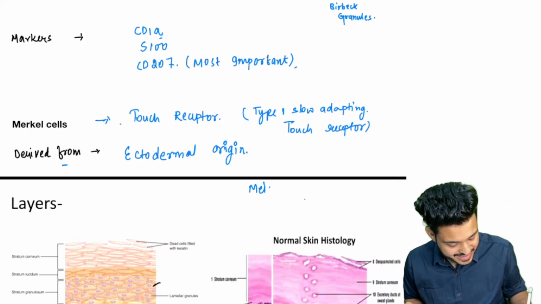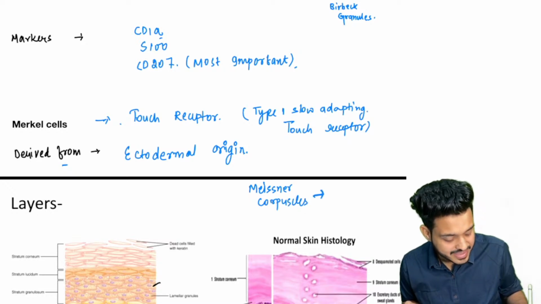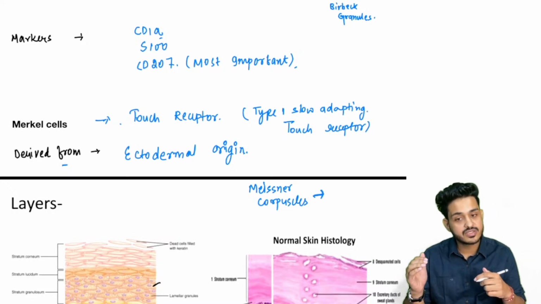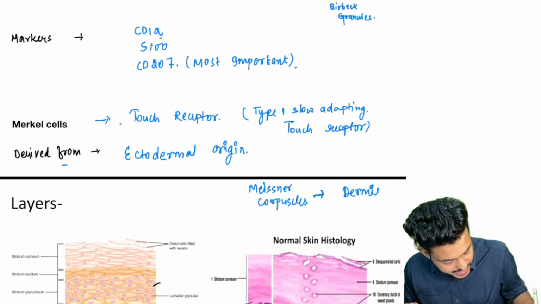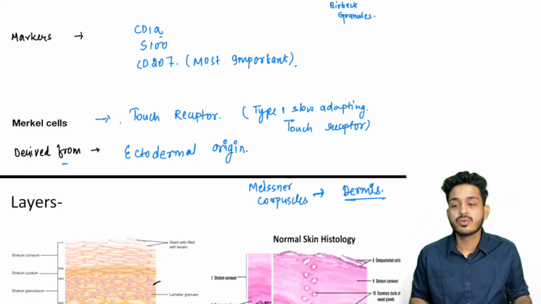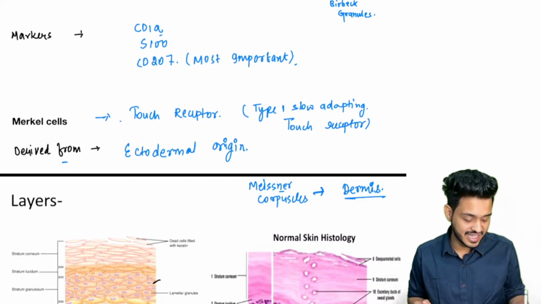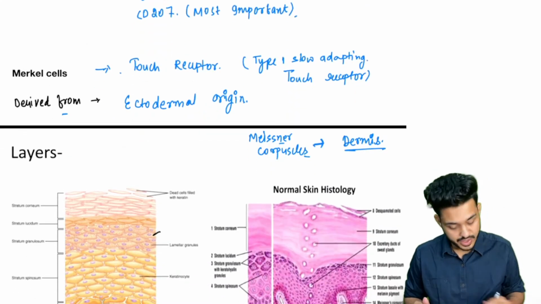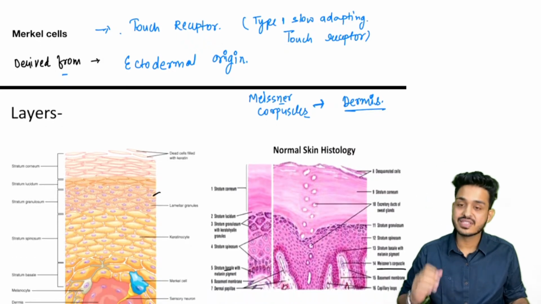Tell me about Meissner's corpuscle. Remember guys, Meissner's corpuscles are present in which layer, epidermis or dermis? They are present in dermis. Okay, no confusion. So Merkel cell will be present in epidermis and Meissner's corpuscle will be present in dermis. These are also touch receptors. You will study in physiology. Okay, we'll study together.